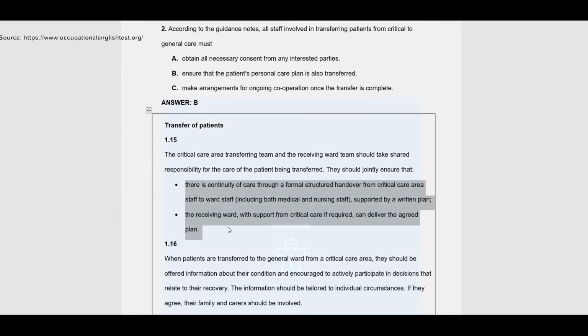So these are the 2 points which support the idea which we can find in option B, that all staff involved in transferring patients should ensure that patient's personal care plan is also transferred. Now, when we deal with option A and option C, those 2 options are so easy for everybody to eliminate, because those 2 options are not mentioned anywhere in this area to be considered. So we don't have to discuss them much. Those 2 options are not given.